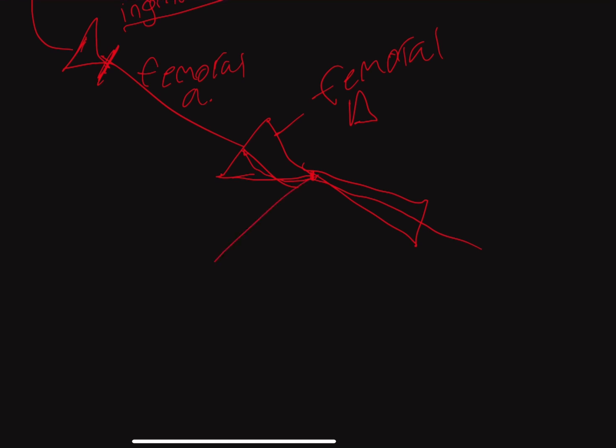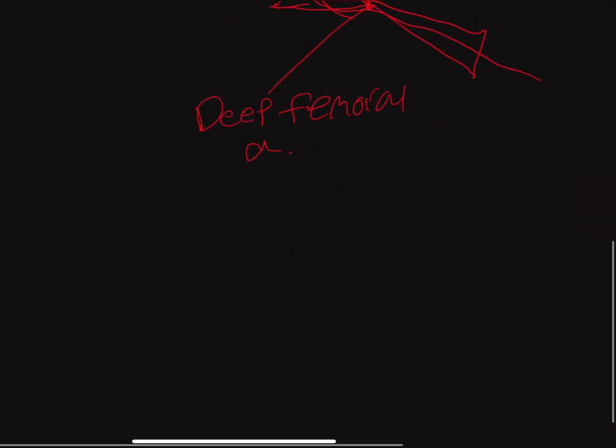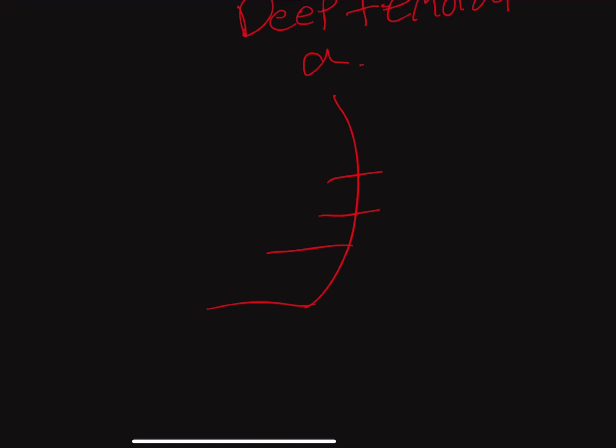It's going to split off and do a couple things. It's going to turn into a deep femoral artery. And this deep femoral artery is going to have four perforating branches, and this is what gives blood supply to a lot of the leg. It goes into some of the bone, and some of the posterior and anterior thigh. That's where you get the blood supply.